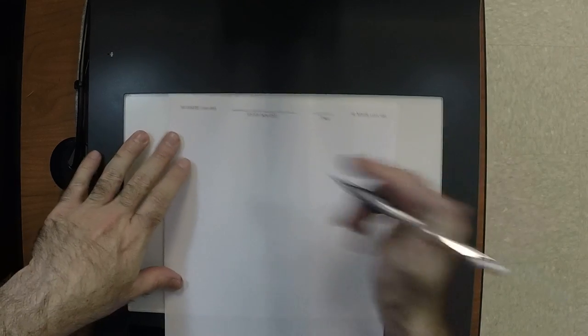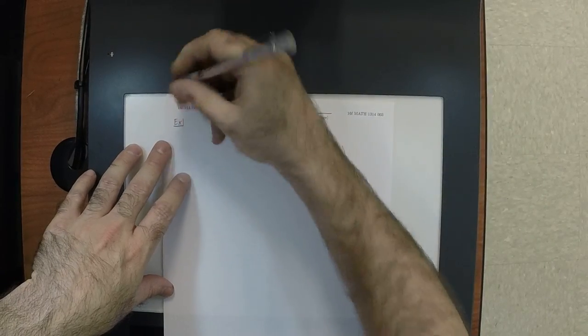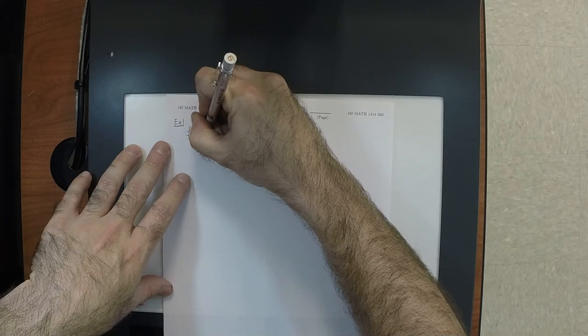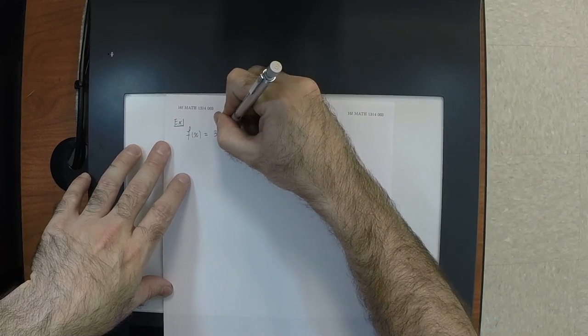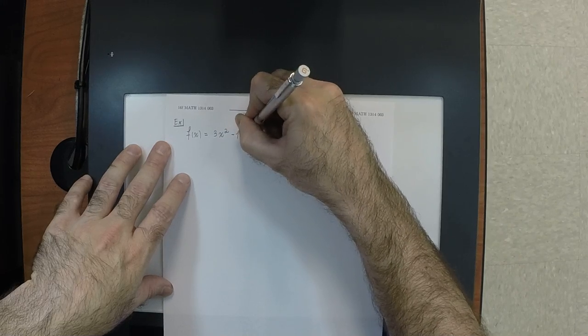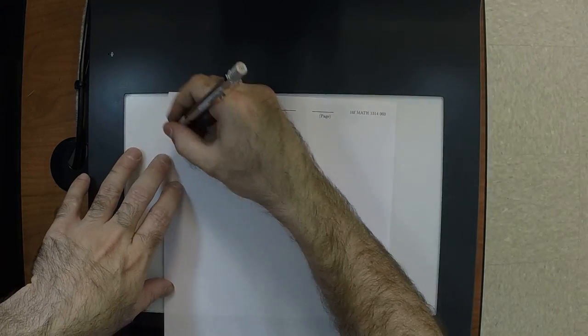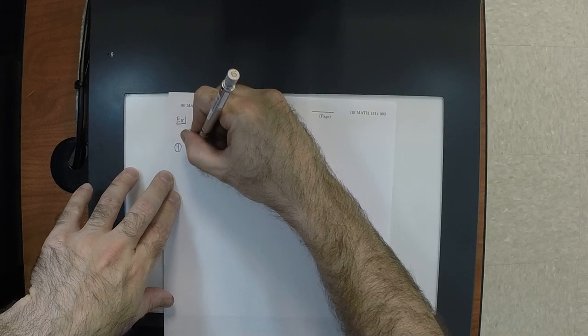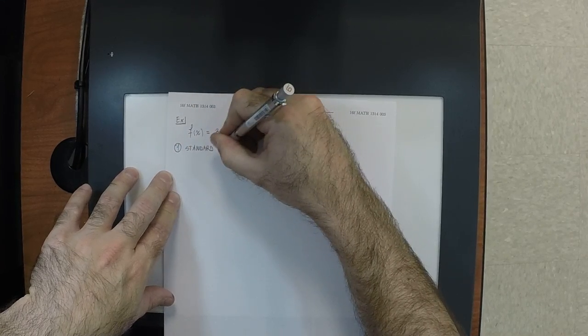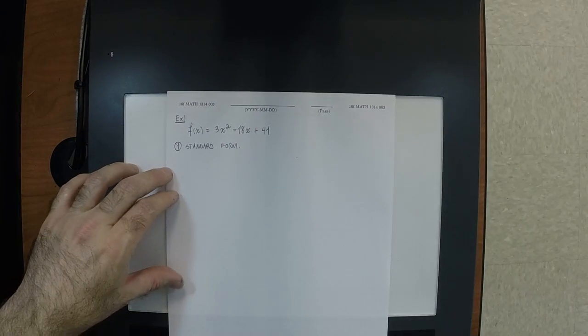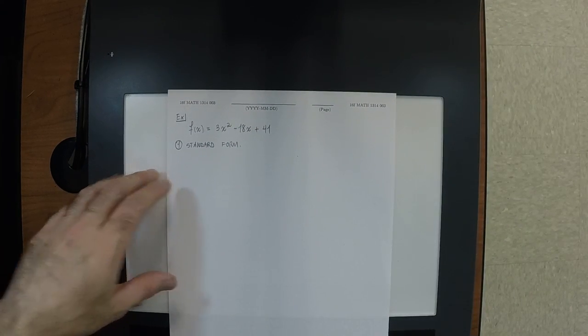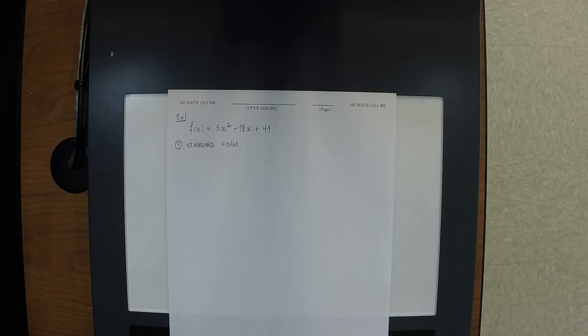Okay? So if I was to give you f of x is 3x squared minus 18x plus 41, then my first request of you is please put it into standard form. Now, you could do this by completing the square, and that would be fine. But there's a far more expedient way to proceed now. Negative b over 2a.